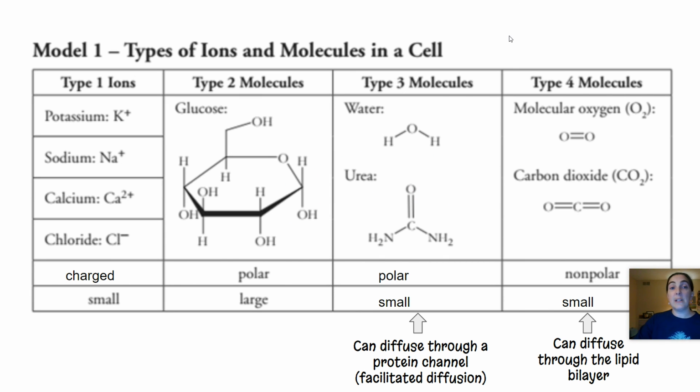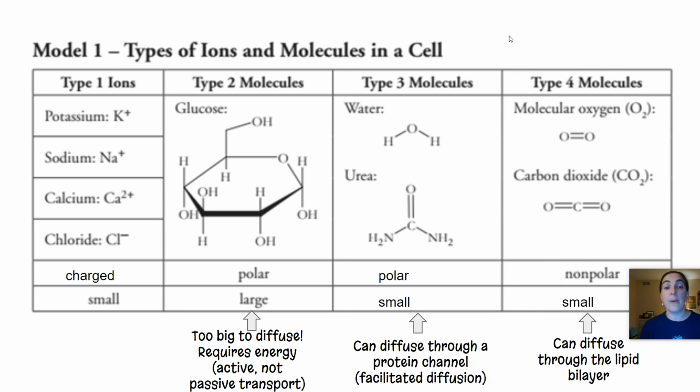Larger molecules like glucose usually can't cross the membrane on their own. They usually need assistance from a protein, and they usually require energy. So now we're talking about active transport. Sugar will not cross the membrane on its own. And that last column, the type 1 ions, either need to have help from a protein or they need to be pumped across the membrane by active transport, depending on the situation.